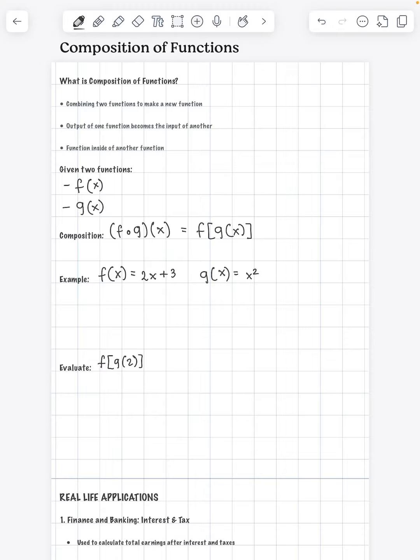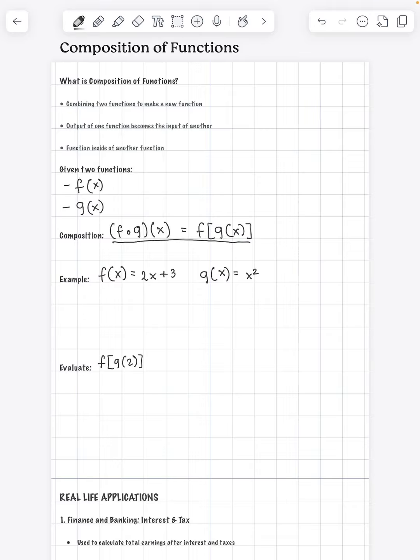If you're given two functions f of x and g of x, the composition would look something like this, which means that g of x is inside the function f of x, so this is equivalent to f of g of x. For example, we're given here that f of x is equal to 2x plus 3, while g of x is equal to x squared. So the composition of f of g of x would mean that we will replace the x in f of x with g of x.